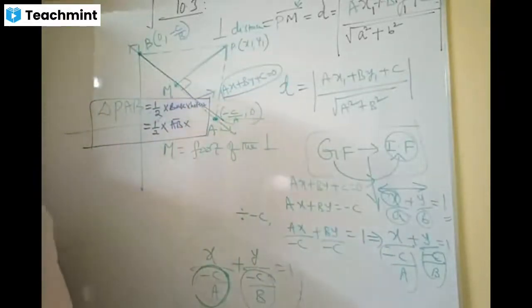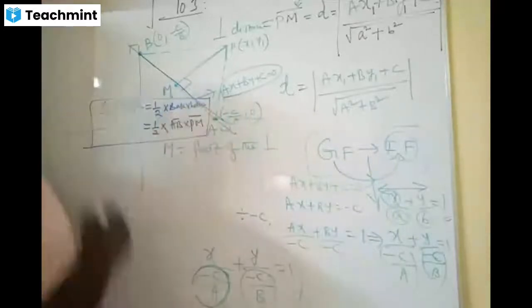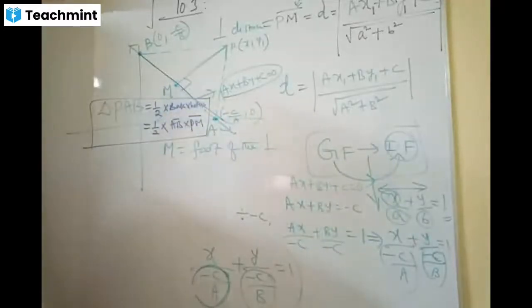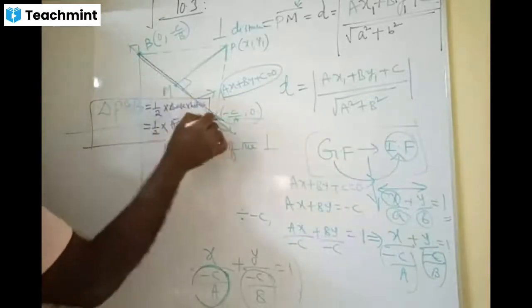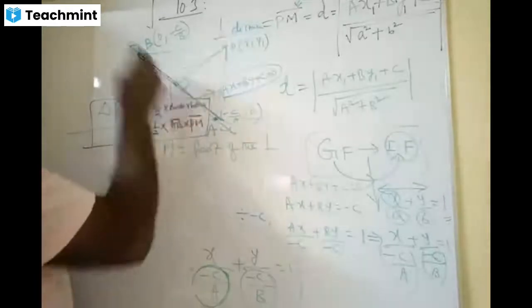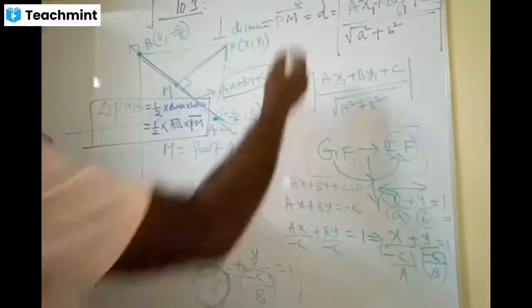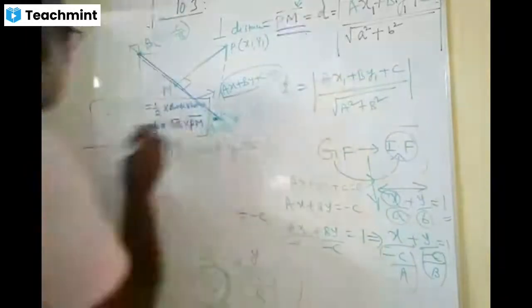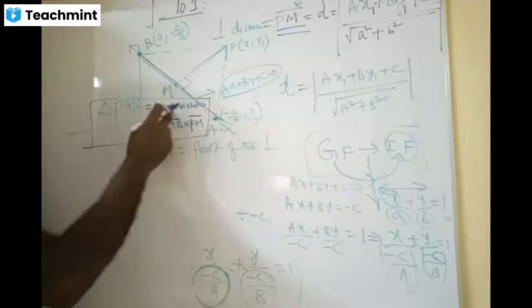Sir, PM. PM, brilliant, yes. PM, that's all. Friends, now AB you can find out, this is called the distance between A and B. PM is the height, that is our contributor. PM we have to find out. So the area of triangle PAB can be found by half into base into height.